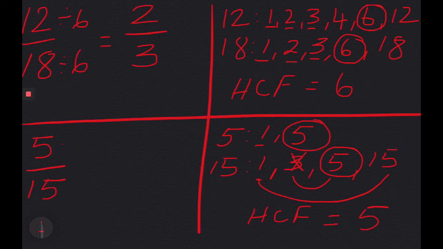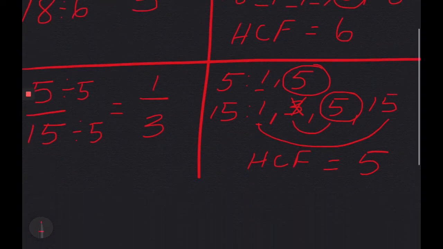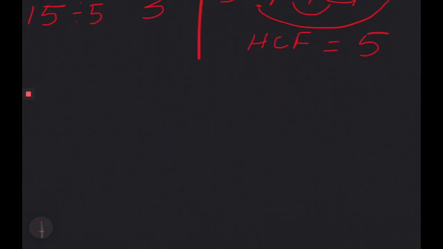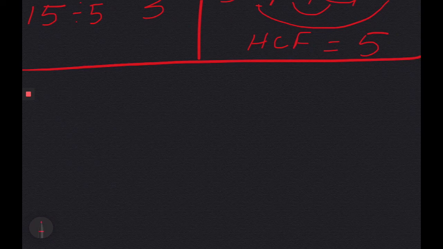We're now going to take that 5 and divide 5 by 5 and 15 by 5, because whatever you do to the top, you must do to the bottom. 5 divided by 5 is 1. 15 divided by 5 is 3. And the simplest form is 1/3. So let's look at our next example.